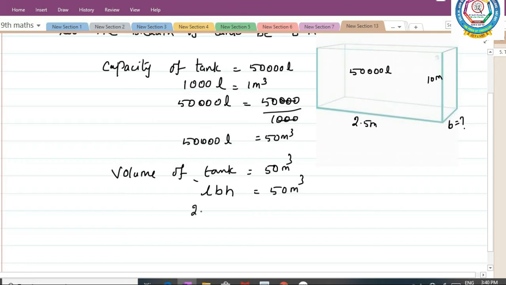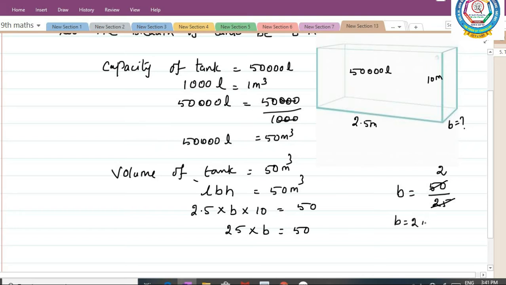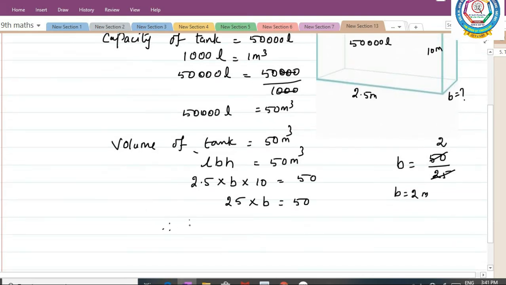So what is the length given? 2.5. Breadth we don't know. Height is given, 10. That is equal to 50. So 2.5 into 10 is equal to 25. 25 into b equals 50, so b equals 50 by 25. 25 goes into 50 two times. So b equals 2 meter. Therefore, the breadth of the tank is 2 meter.